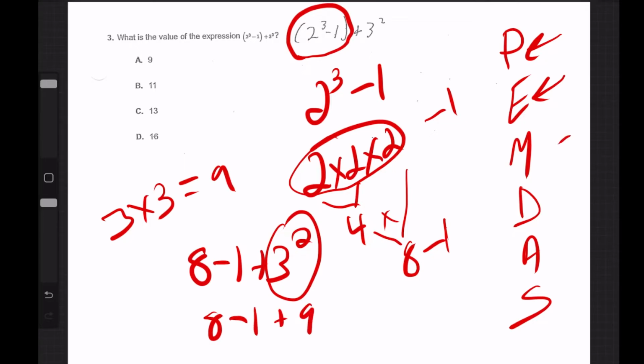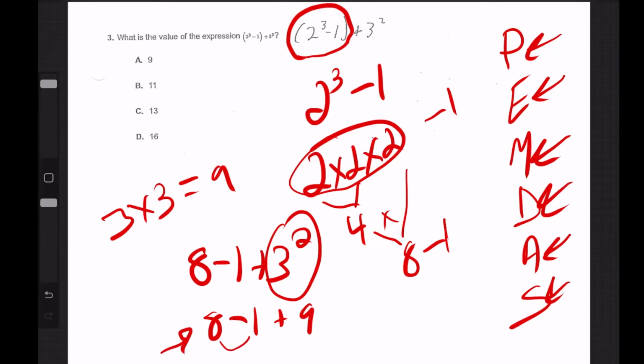Next, we're going to ask ourselves, do we have any multiplication? We don't. Do we have any division? We don't. The next step in PEMDAS is addition and subtraction. Now, it doesn't really matter which order you do these in. We're just going to start on the left and work our way over to the right. So right here, we'll start over here.